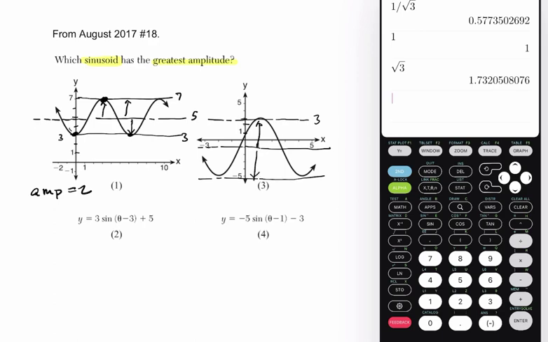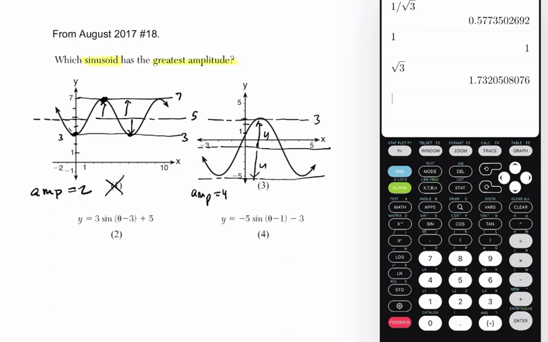Hold on. So negative 5 plus 3 is negative 2, divided by 2 is negative 1. Yes. Sorry, so the amplitude is up 4 and down 4. Everything was fine. I'm just, I guess, tired. So the amplitude is bigger than the first choice. So here the amplitude is 4 on choice 3.